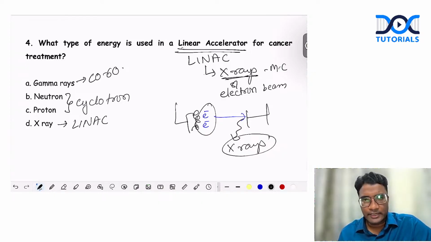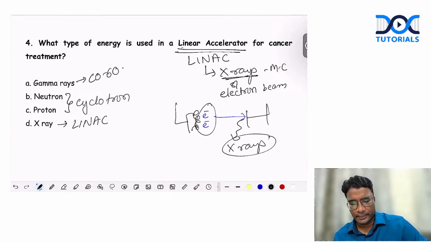Linear accelerator for X-rays and electron beam. Cyclotron is used to produce protons and neutrons. And cobalt-60 is for producing gamma rays. Okay, so I hope you have done this right.